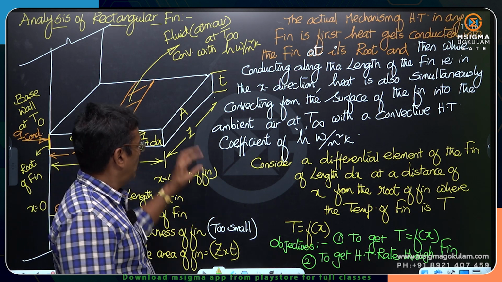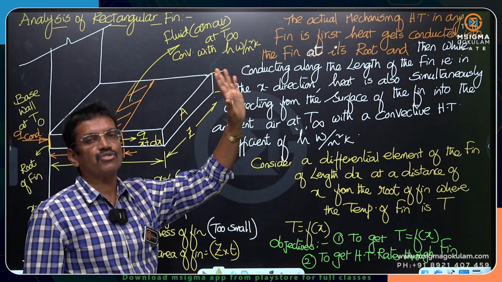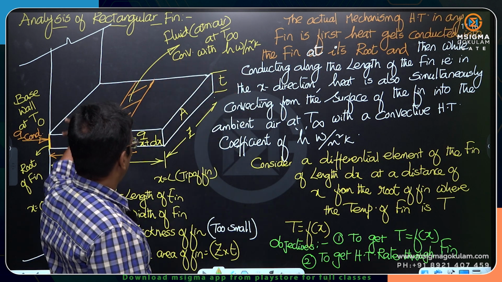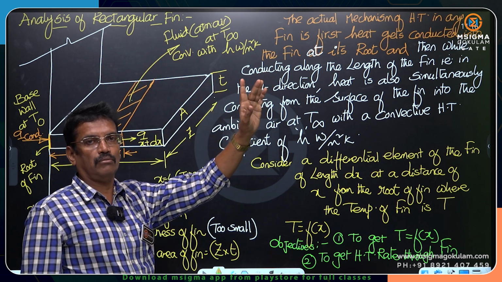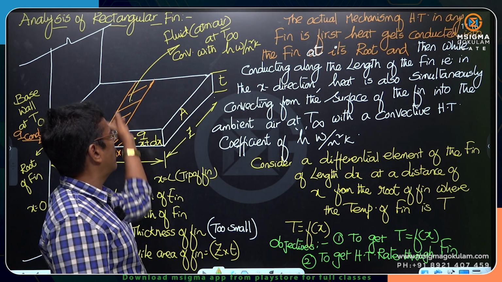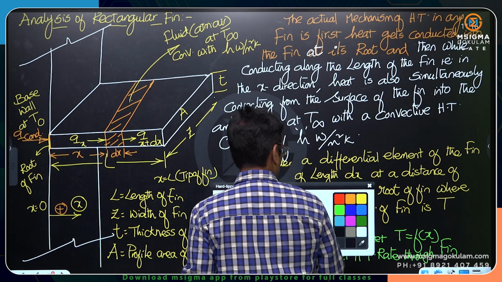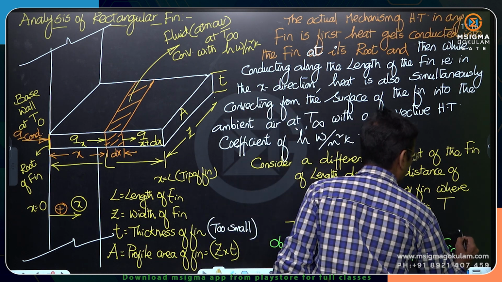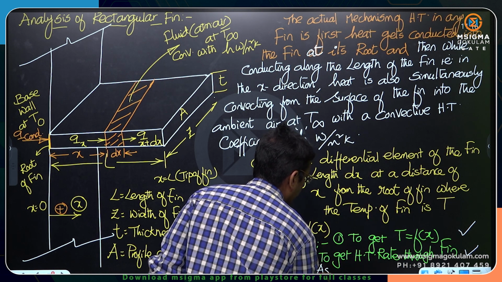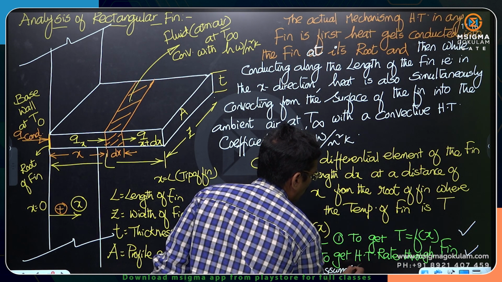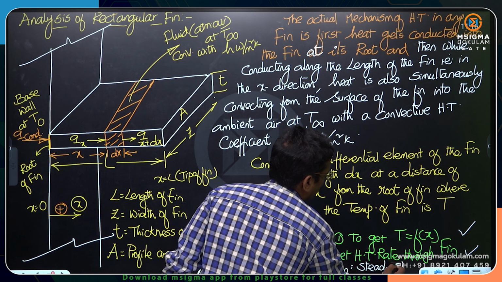Second objective is, from the entire fin to the air, how much heat is being lost? From the entire surface of the fin to the air, how much heat is lost? The rate of heat transfer between the entire fin and the air. These two are the main objectives of the fin. Okay. And only one assumption. Assume steady state. What do you mean by steady state?